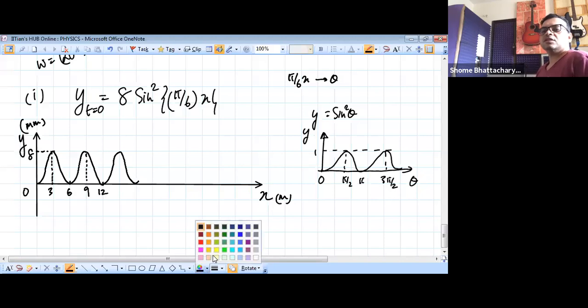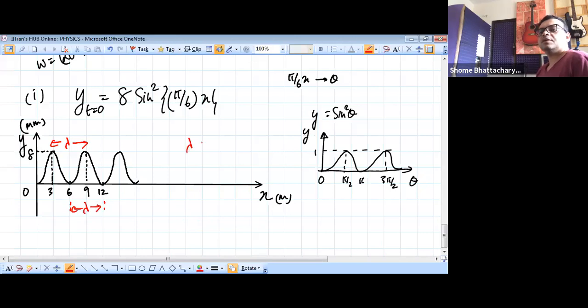So from this graph, you can see that what is the wavelength? It is this periodicity. So you can see according to the graph, the value of lambda should come out to be 6 meters. So note that it is 6 meters and not 3 meters because it's the sine square function and not the sine function.